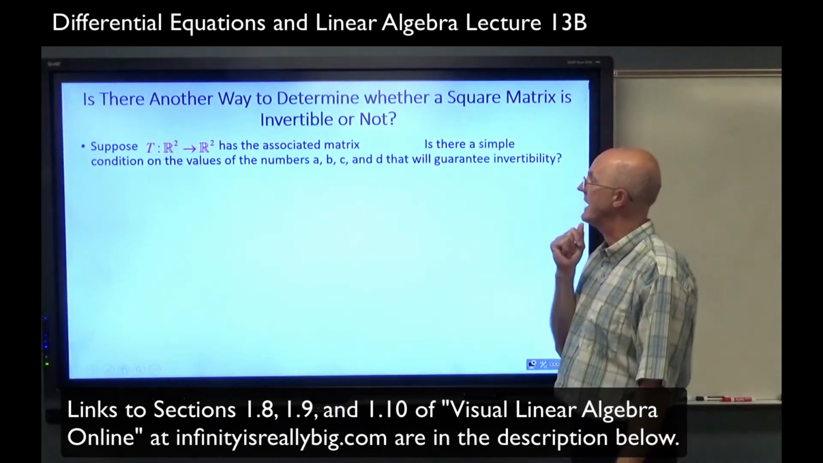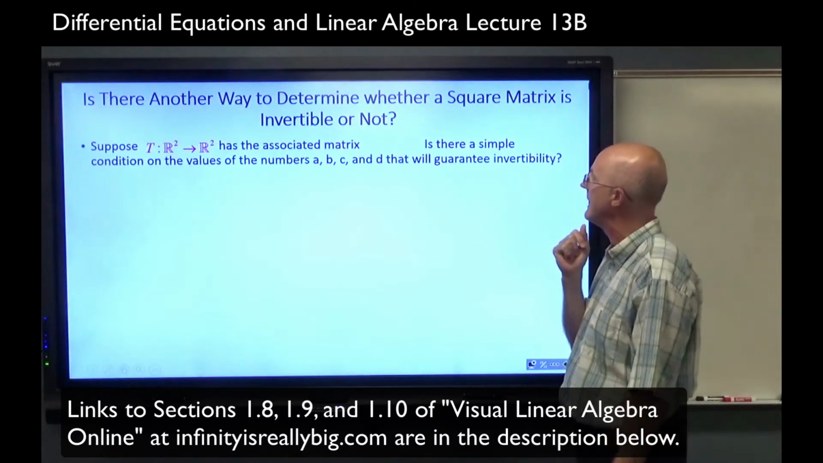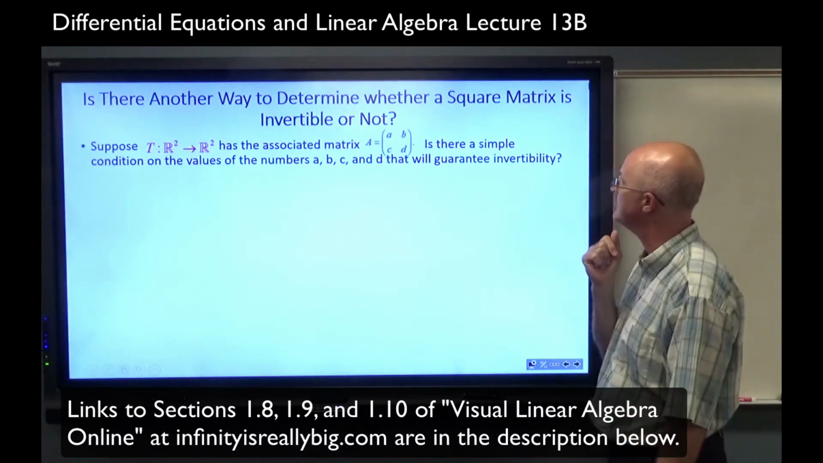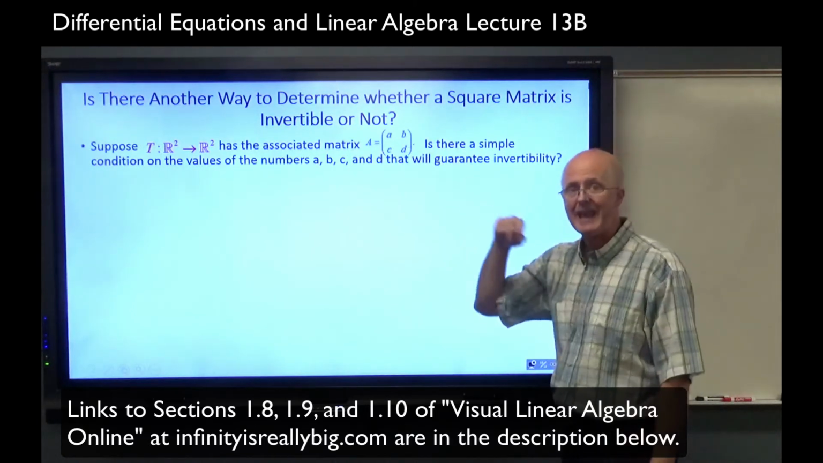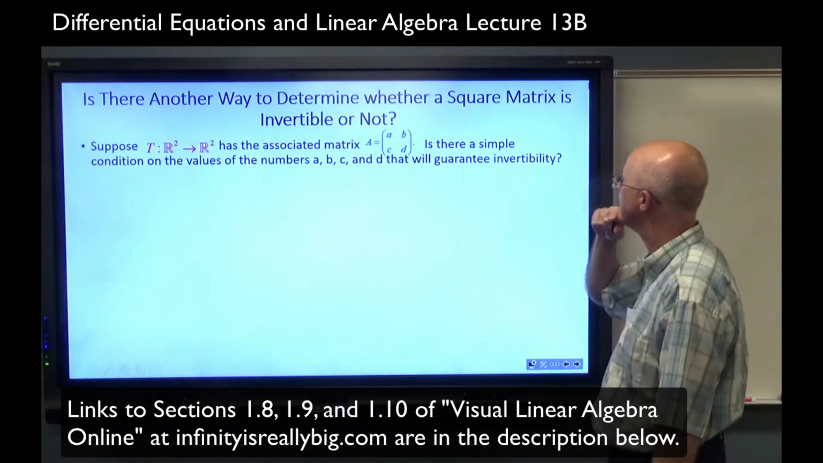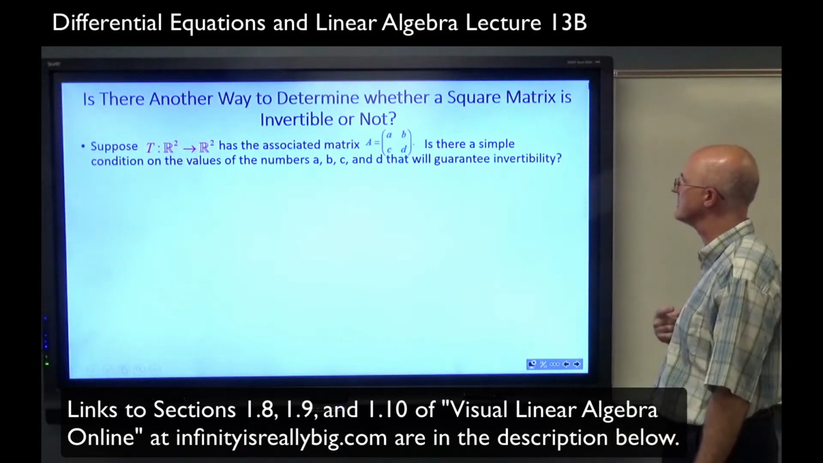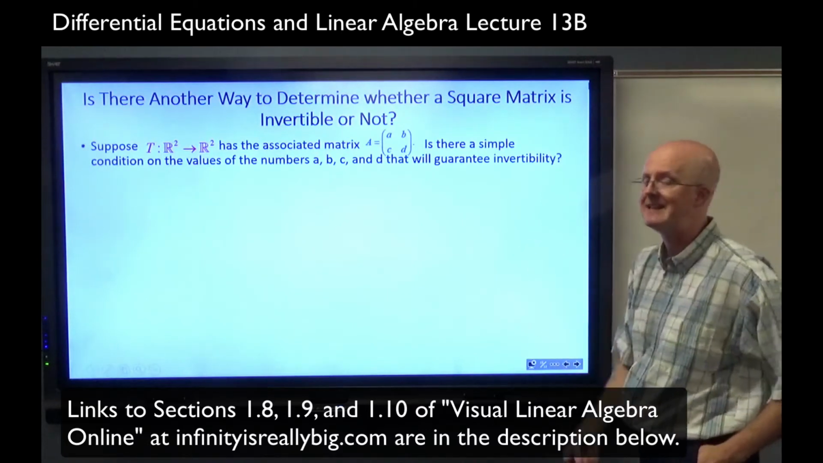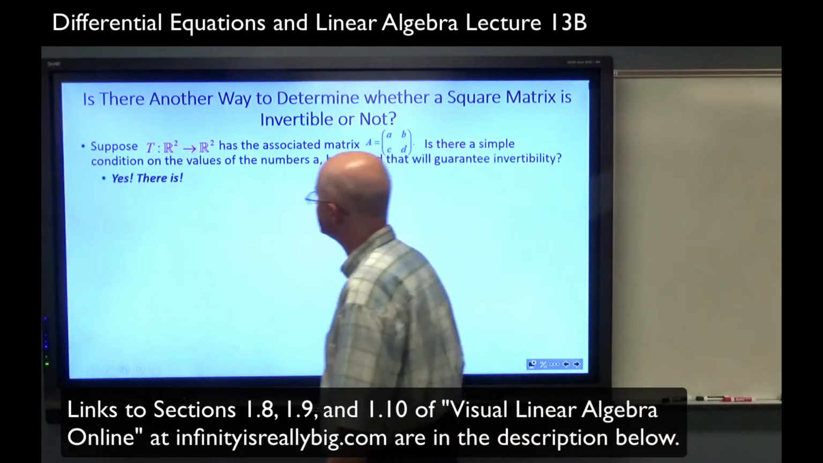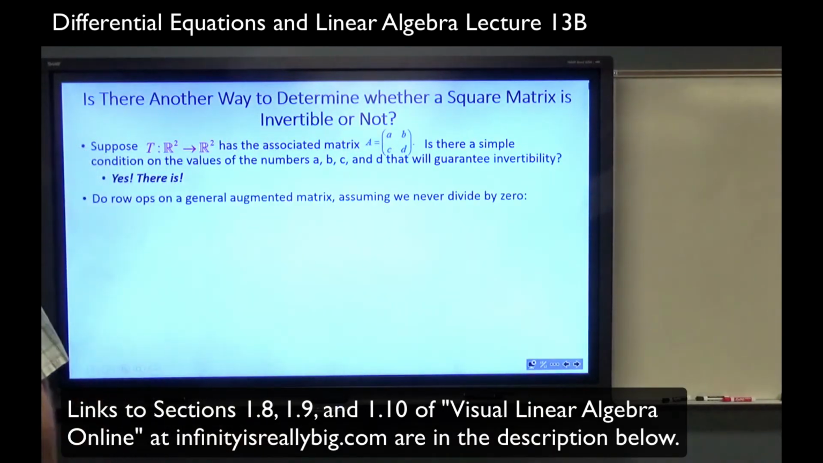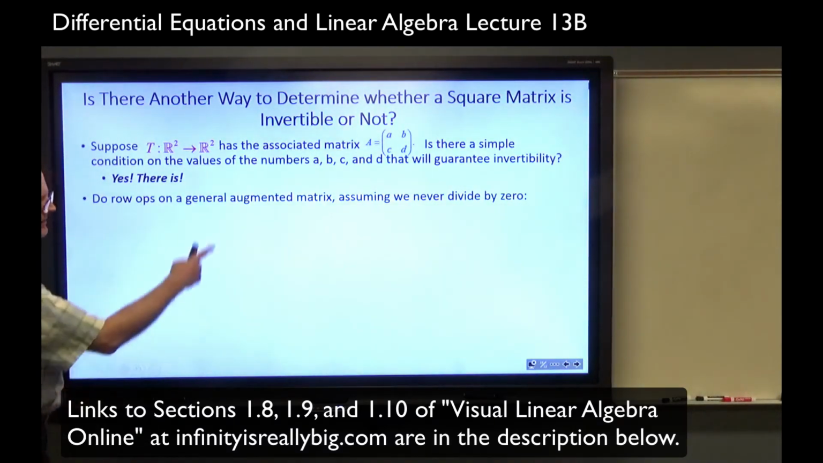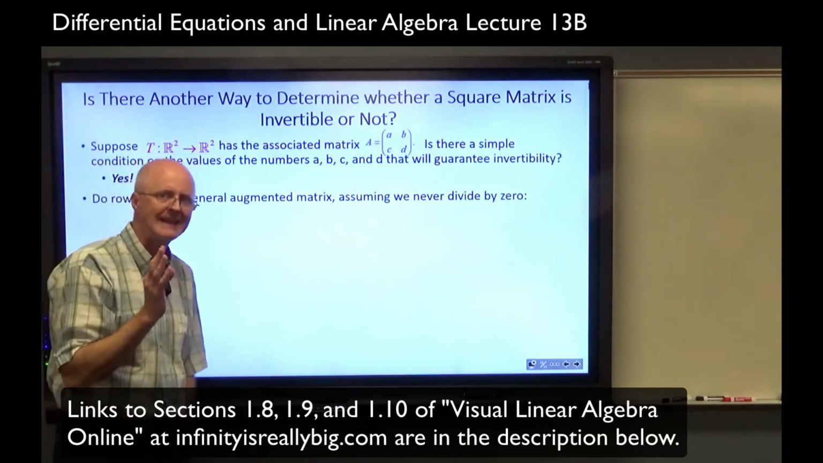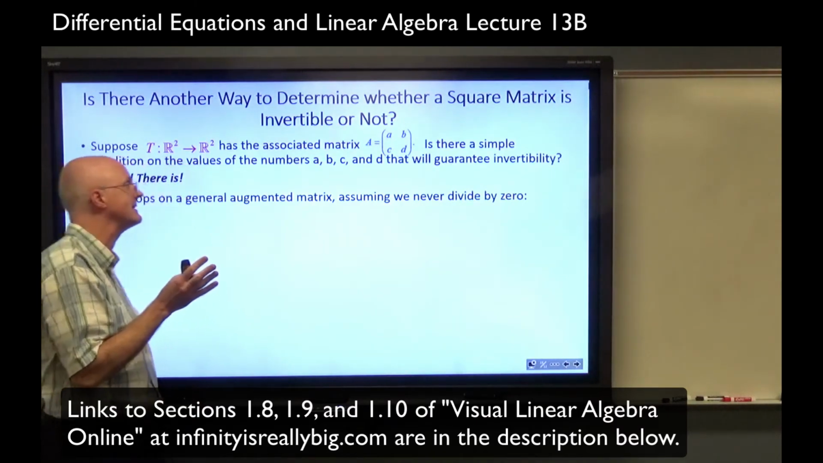Let's consider the 2 by 2 case first. T goes from R2 to itself. It's got an associated matrix that is 2 by 2. I went back to calling it A here instead of B. Is there a simple condition on the values of the numbers, little a, little b, little c, little d, that will guarantee invertibility of both A and T? Yes, there is. How do you find it? Do some row operations on a general augmented matrix and see what happens. I'm going to assume we never divide by 0. I'm just not going to worry about that initially, but then we will think about it at the end.